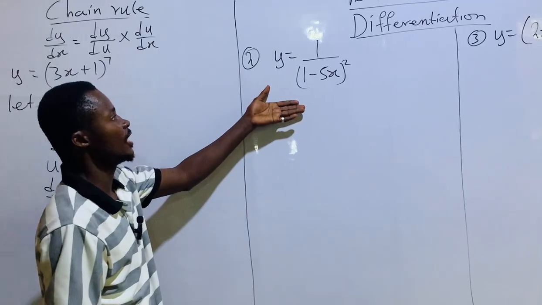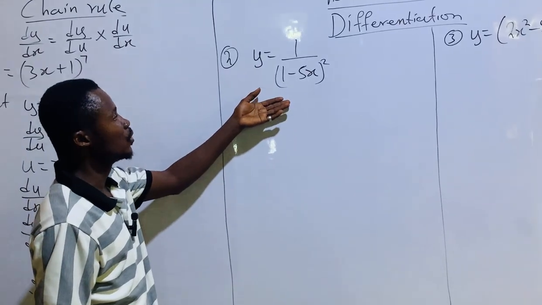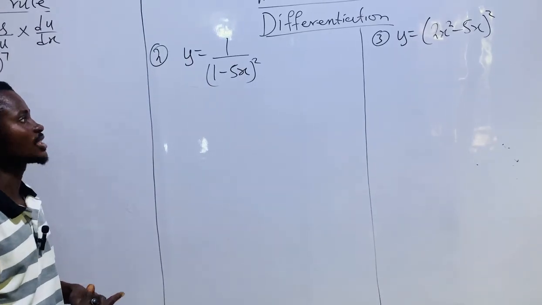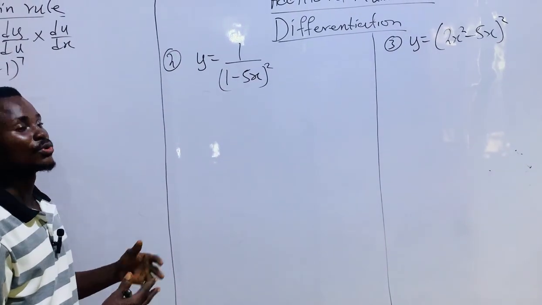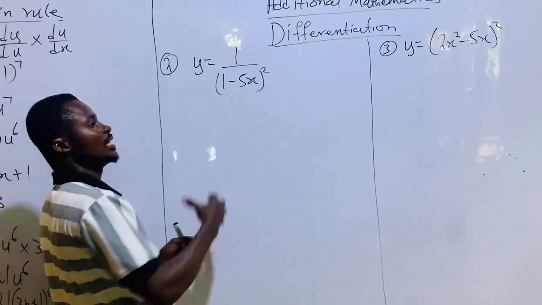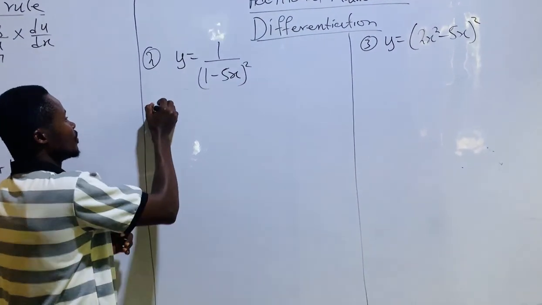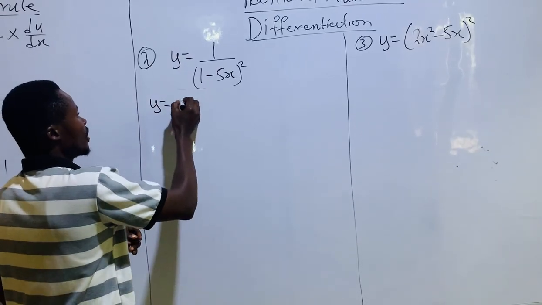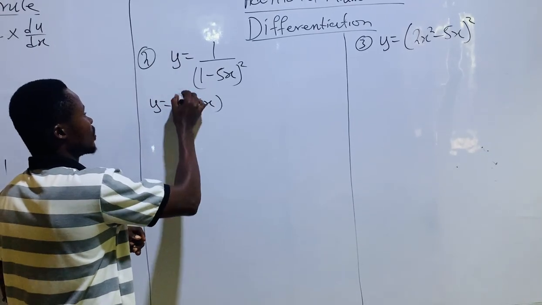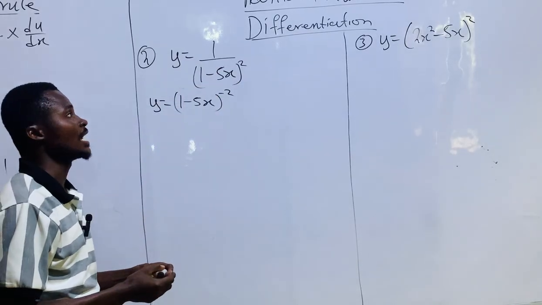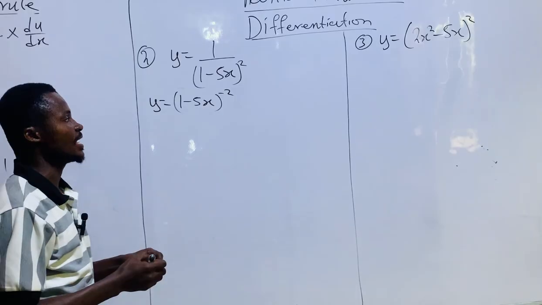Now let's get to example 2. This is also the same chain rule, but you can see that over here we have been given a fraction form. So the best way is to rewrite this in a linear form. So let's rewrite it in our linear form. It's going to be y equal to (1 minus 5x) exponent minus 2. We can see that we are able to apply the rule of indices over there.